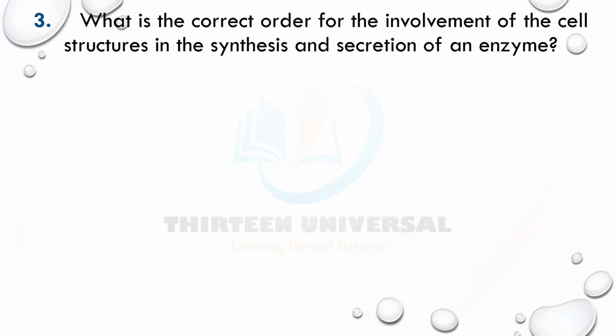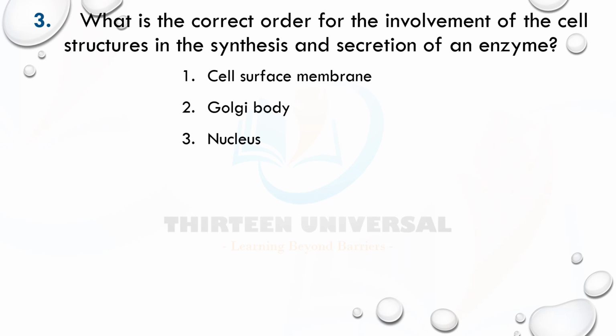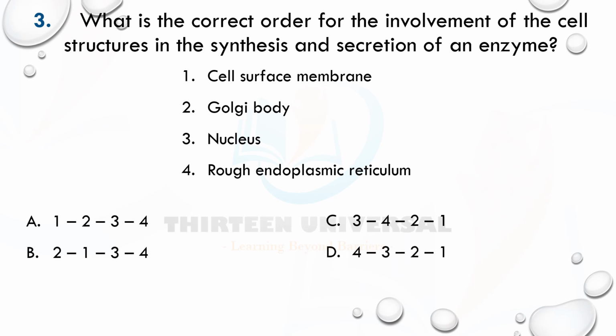All right, so let's go to the next question. What is the correct order of the involvement of the cell structures in the synthesis and secretion of an enzyme? The options are: cell surface membrane, Golgi body, nucleus, rough endoplasmic reticulum. Look at the options. So what is the order, guys? Enzyme is a protein. Remember, guys. Pause the video and try to solve.